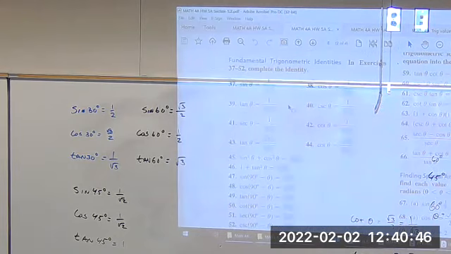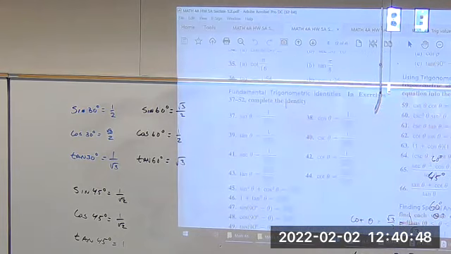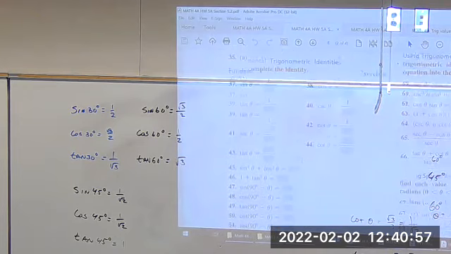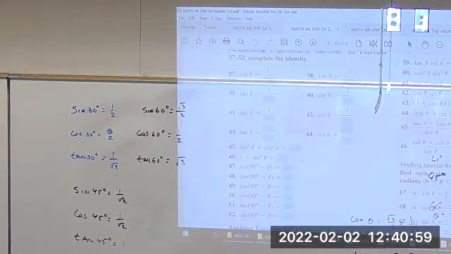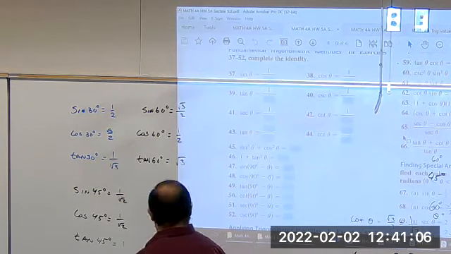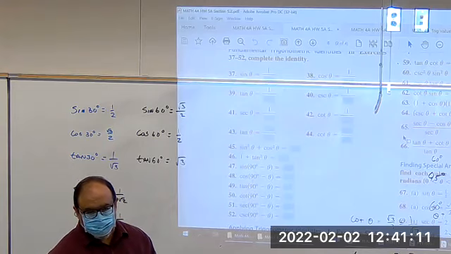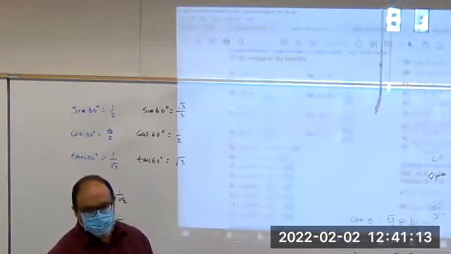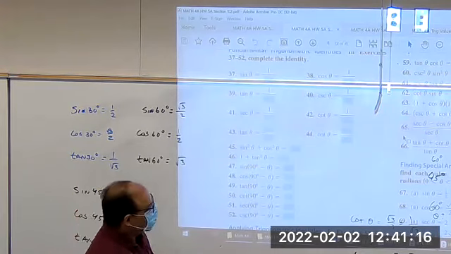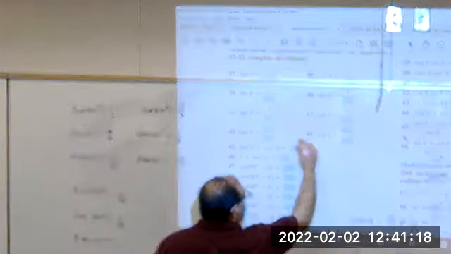Every other odd. So complete the identity. Sine is 1 over who, tangent 1 over what, secant 1 over what. You can write tangent as sine theta over cosine theta. And then all of these guys right here, we did the Big Daddy theorem: sine squared plus cosine squared equals 1.